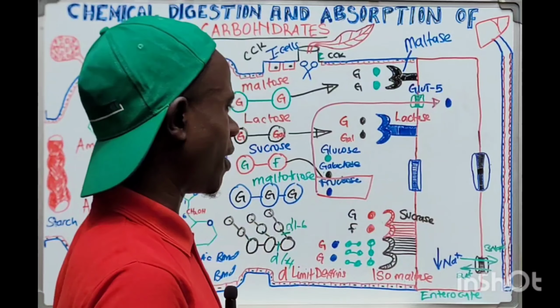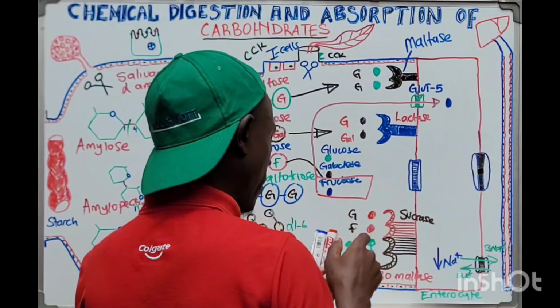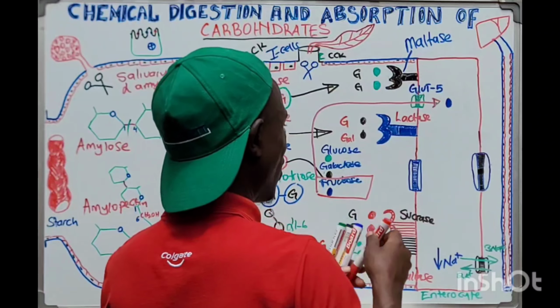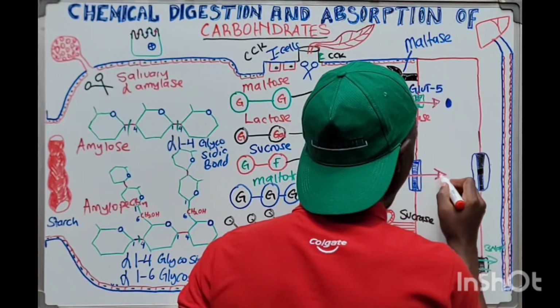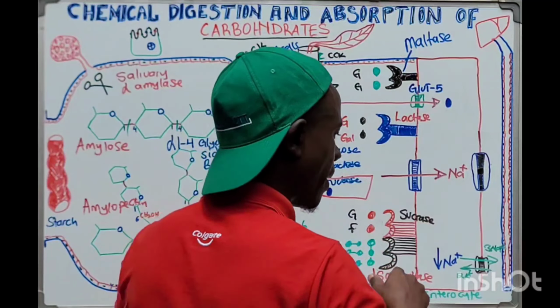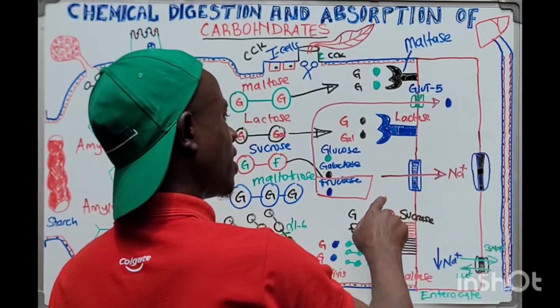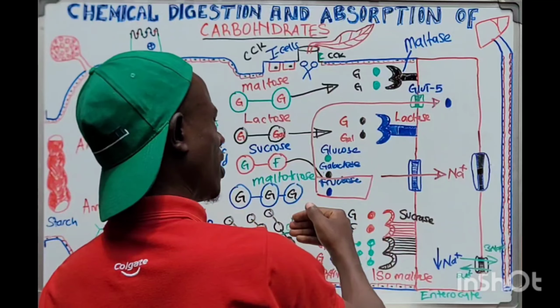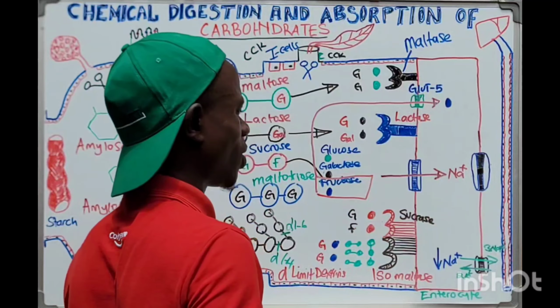How does that happen? We have this channel here. This channel allows the movement of sodium to enter inside the enterocyte, because this pump is actively pumping out sodium, causing a deficiency in sodium ions. Because there are too many sodium ions in the lumen, it now allows the movement of sodium down the concentration gradient.